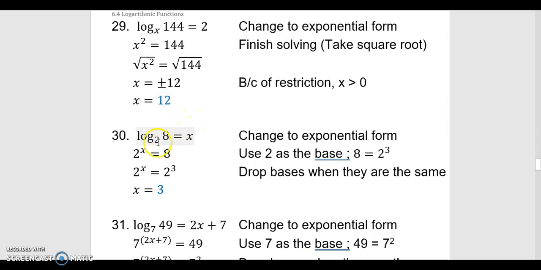Number 30 says log base 2 of 8 equals x. So we're going to change that to exponential. We'll have 2 raised to the x power equals 8. Now we see we have an exponential equation where we want our bases to be the same so we can get rid of them. So we change the 8 and rewrite it as 2 raised to the 3rd power. So then once we do that, we have a common base of 2. We can get rid of our bases and we'll just set x equal to 3. So our final solution is going to be x equals 3.